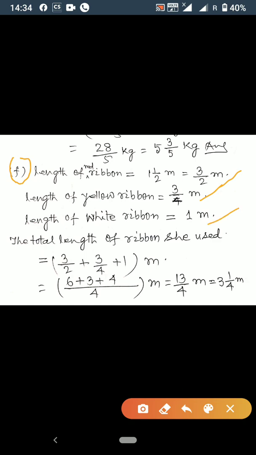Therefore, the total length of ribbon she used for her project equal to 3 by 2 plus 3 by 4 plus 1. LCM of 2 and 4 is 4. So it can be written as 4 divided by 2, quotient is 2. So 3 2s are 6 plus 4 divided by 4, quotient is 1. 3 multiply 1 equal to 3 plus 4 equal to 13 by 4 meter, that is 3 whole 1 by 4 meter.